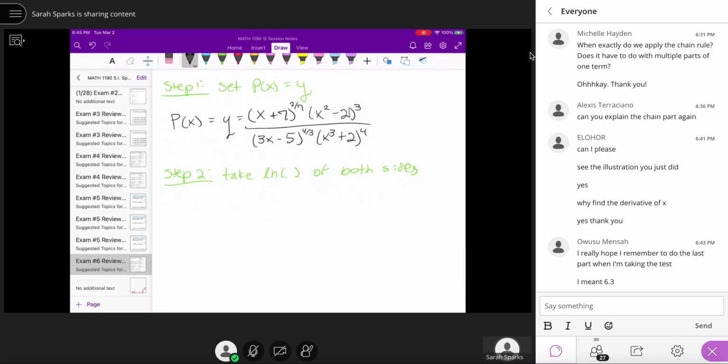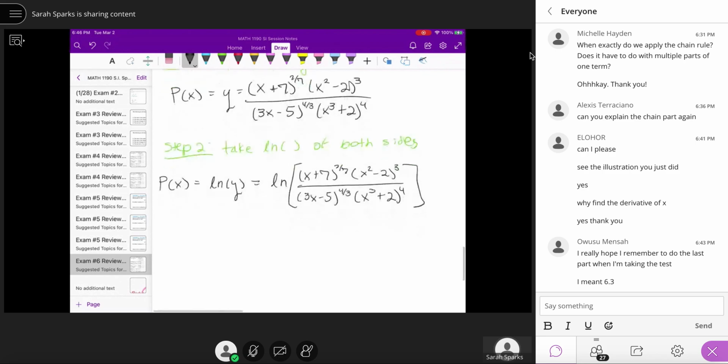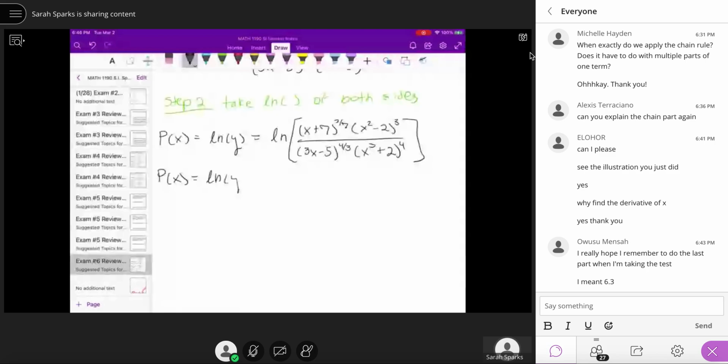So now we're going to have p of x is equal to the natural log of y is equal to the natural log of this whole thing, x plus 7 to the 2/7 times x squared minus 2 to the 3 over 3x minus 5 to the 4/3 times x cubed plus 2 to the 4th. This actually makes it really easy for us because we can now use our log rules: log of a times b, log of a over b, and log of a to the b. It's so useful here. I can't stress it enough. It's really cool how it turns out.